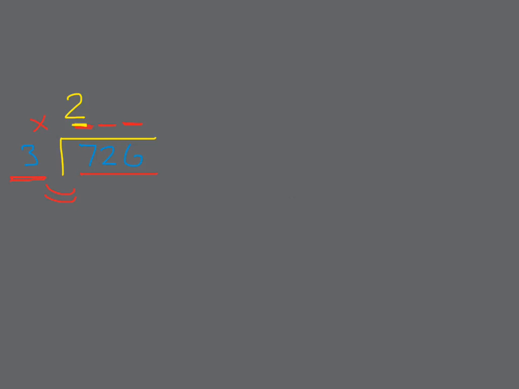2 times 3 is, and right below the 7, because we're working on the 7, we'll write our 6. Right? We're just pretending that we're dividing 7 at this point. Nothing easier than that. 2 times 3 is 6.